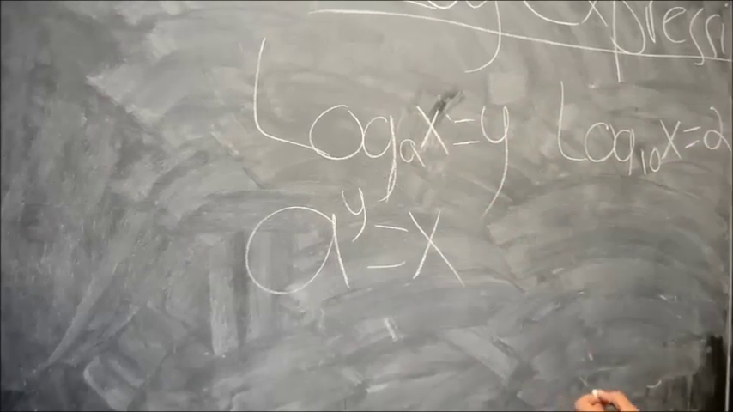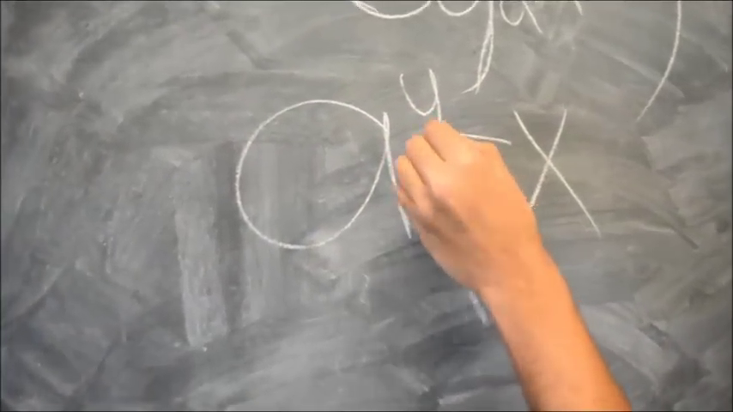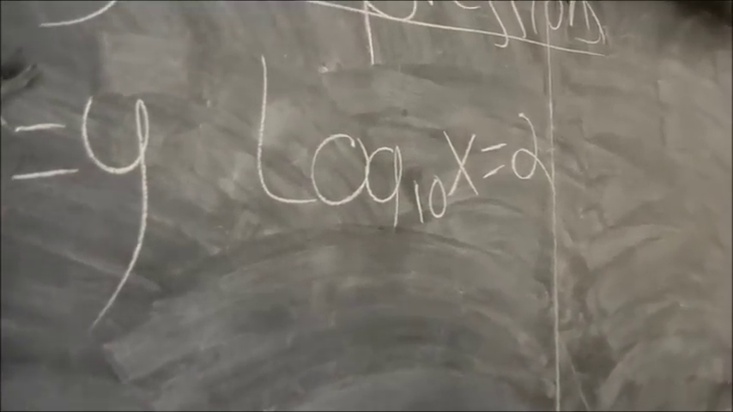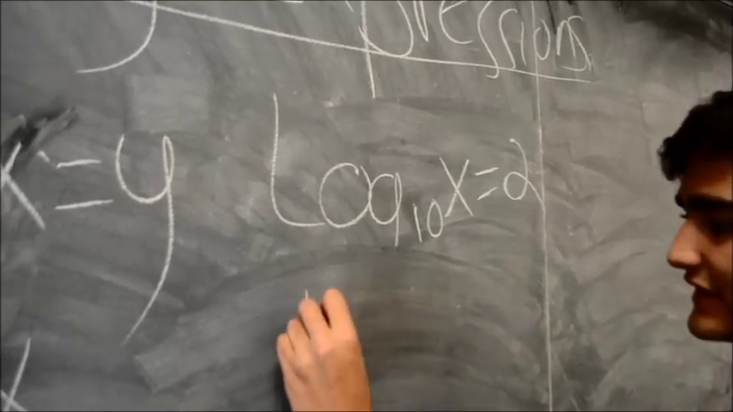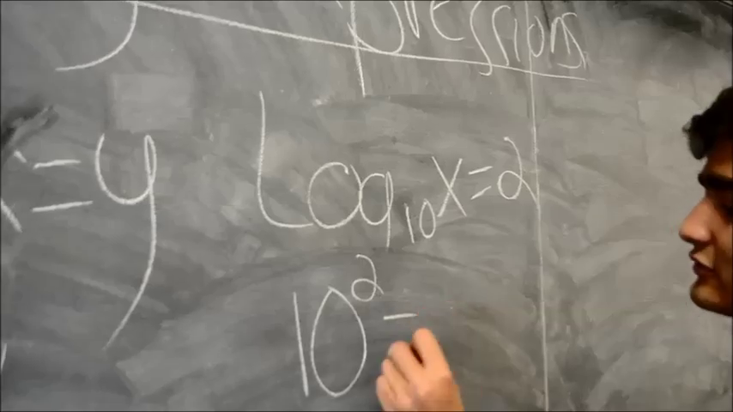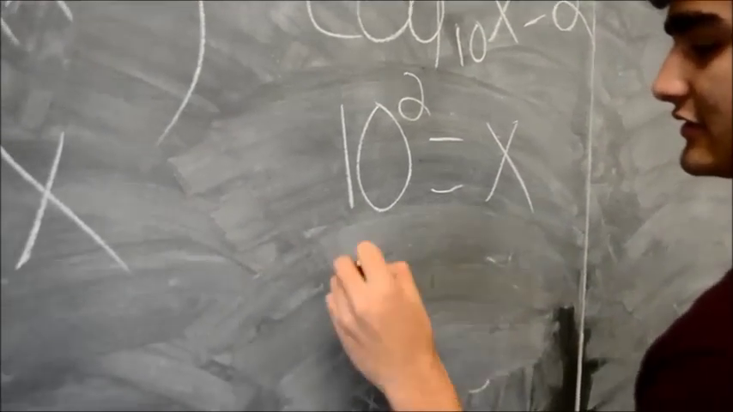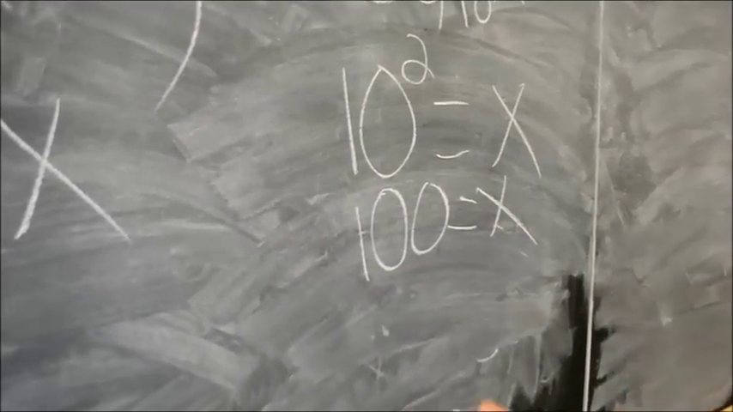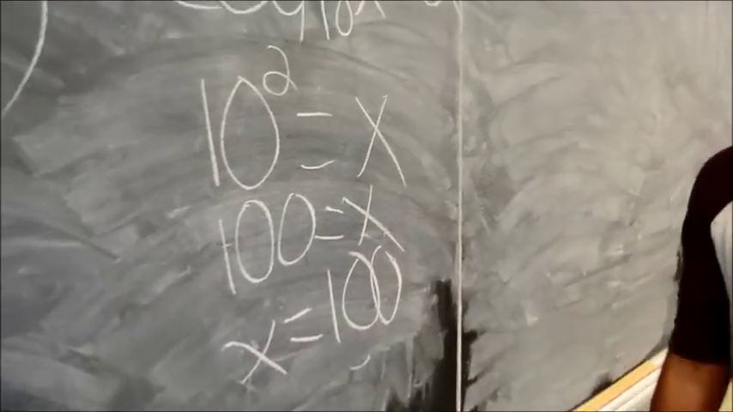And then when you convert it to exponent form, a is the base number here, y is the exponent, and then x is the product, just like I said. So here we have one example. Log base 10 x equals 2. So let's rewrite this into exponential form, which would be 10 squared equals x. So if we punch that into our calculators, we'll get 100 equals x, which is also the same as x equals 100. That's just the basics to start with.